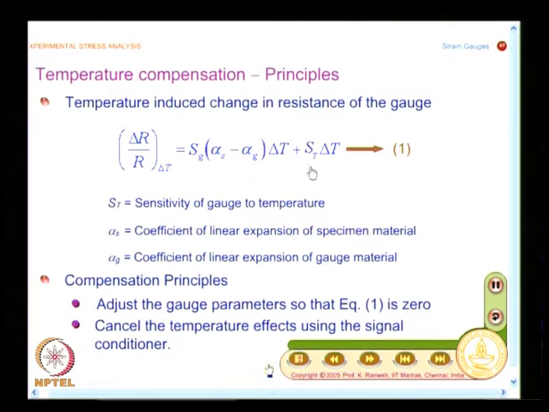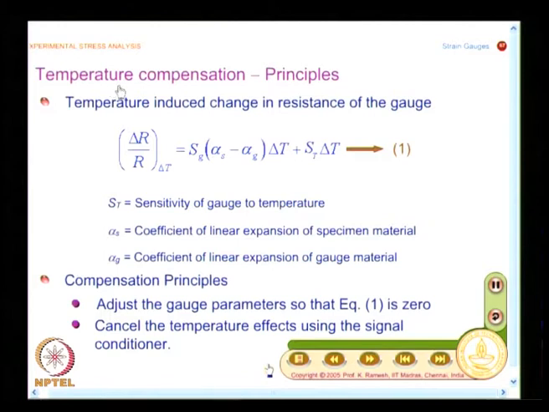And you also have another term which is purely a function of temperature, because of change in temperature the resistance of the strain gauge changes, and that is given by another factor called S t. So, a change in temperature causes change in resistance, has two terms, one because of thermally introduced strain and another one where the resistance changes as a function of temperature.